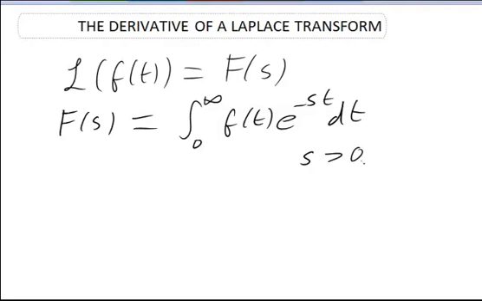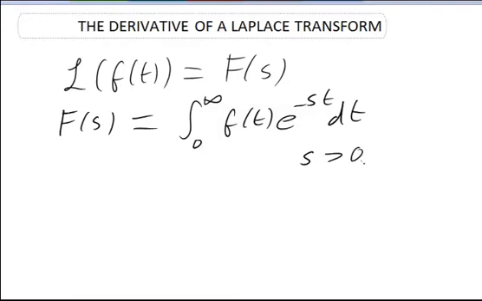Now the right-hand side of this expression contains t, but only as an integration variable. Once the integration is performed, we would substitute the limits. In that case, t will disappear from the expression altogether, and only s will be left. Hence, it's sensible to regard this as a function capital F of s.